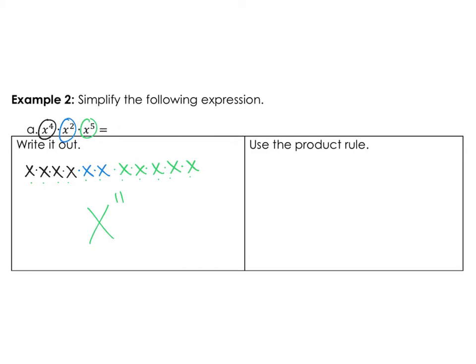Now, if you notice, we could have done a rule with this, which means that 4 plus 2 plus 5, all of those exponents added together, could have also given us 11. So if I would have done x to the exponent of 4 plus 2 plus 5, it would also give me x to the 11th. So our product rule is whenever we're multiplying our bases, we can add our exponents.